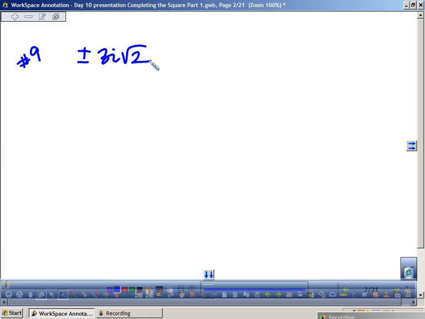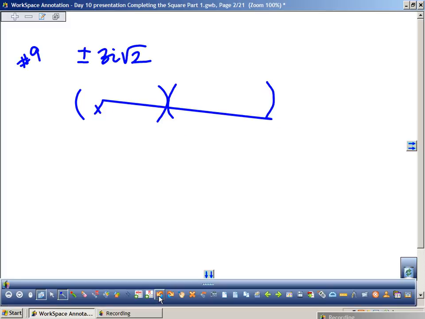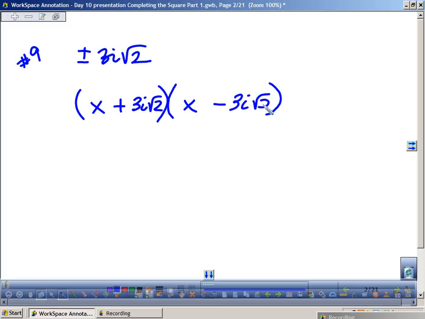Why does it do that? Okay, x and x. One of them is going to be positive, one of them is going to be negative. 3i root 2, 3i root 2. What do we call this when we have a plus and a minus and everything else is the same? Difference of two squares.